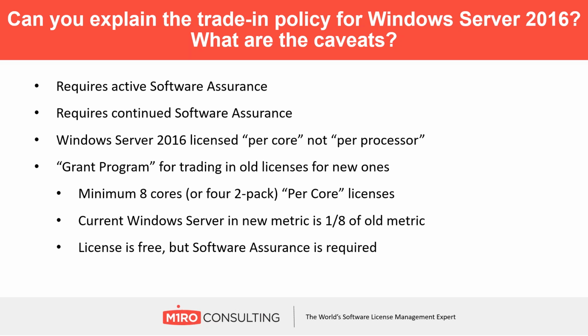There are minimums associated with the new licensing, right? Each processor requires at least 8 cores or 4 2-pack per core licenses. And each server requires at least 16 cores or 8 2-pack per core licenses.